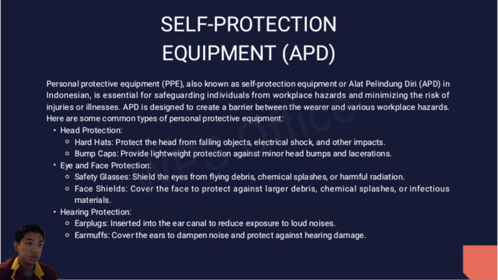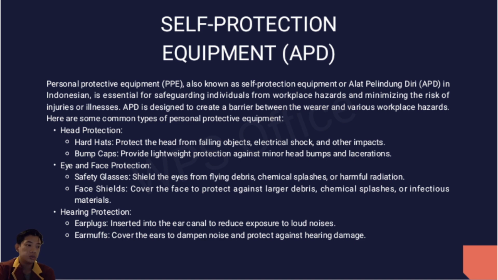Next, self-protection equipment. Personal protective equipment, also known as self-protection equipment or PPE, is essential for safeguarding individuals from workplace hazards and minimizing the risk of injuries or illnesses. It is designed to create a barrier between the wearer and various workplace hazards. There are some common types of personal protective equipment.